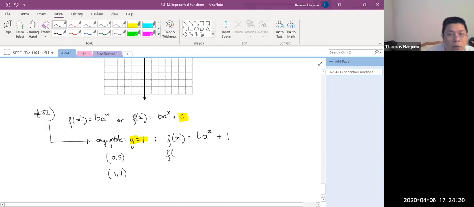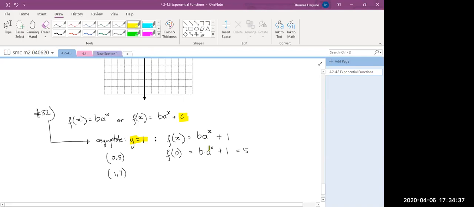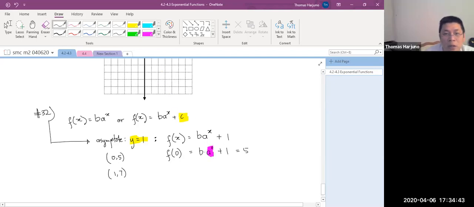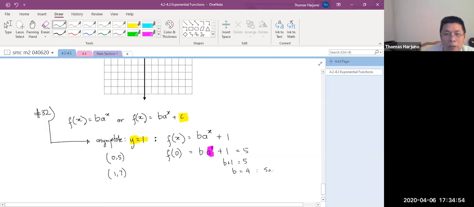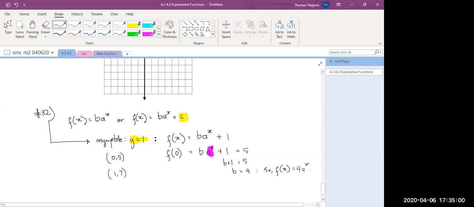So f(0) is b times a to the 0, plus 1, equals 5. Now, what is a to the 0? 1. So I can just call that 1. Basically, it means b plus 1 equals 5. So what will b be? 4. Now, let's update our function. So f(x) at this point is 4 times a to the x, plus 1.